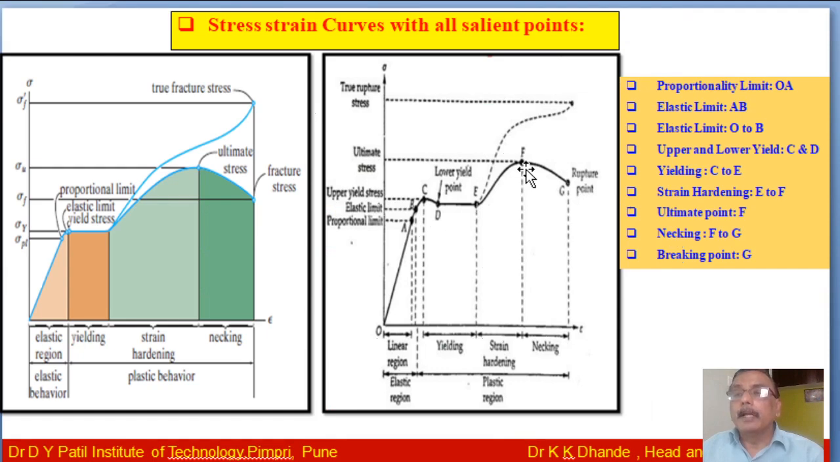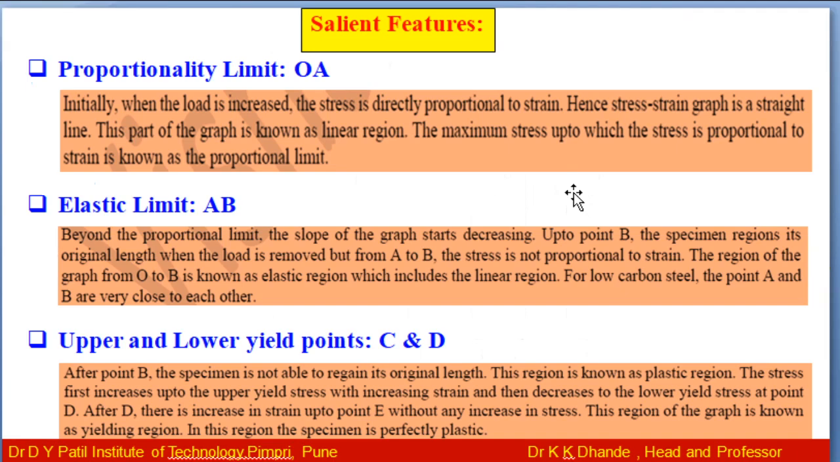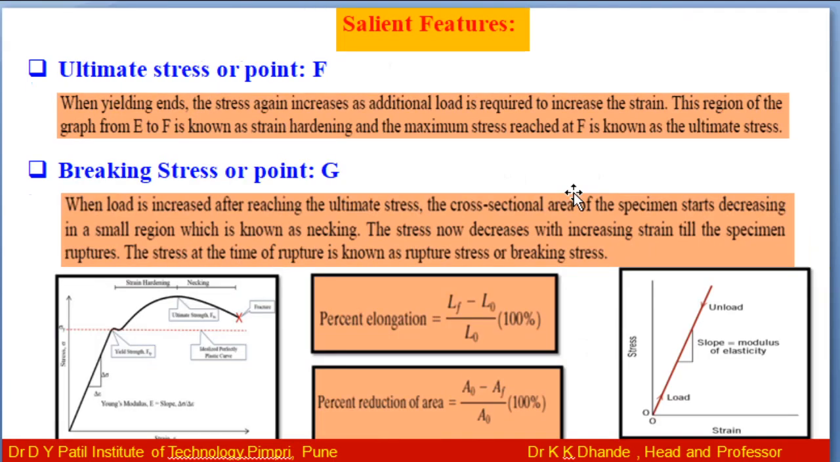And F is the maximum stress, or you may say it is the maximum capacity of the material to withstand the load. If we increase the load beyond this point, the material undergoes permanent deformation, necking takes place, the cross-sectional area goes on decreasing, and lastly the material fails at this point G. So the stress corresponding to point G is called breaking stress. This we already discussed.